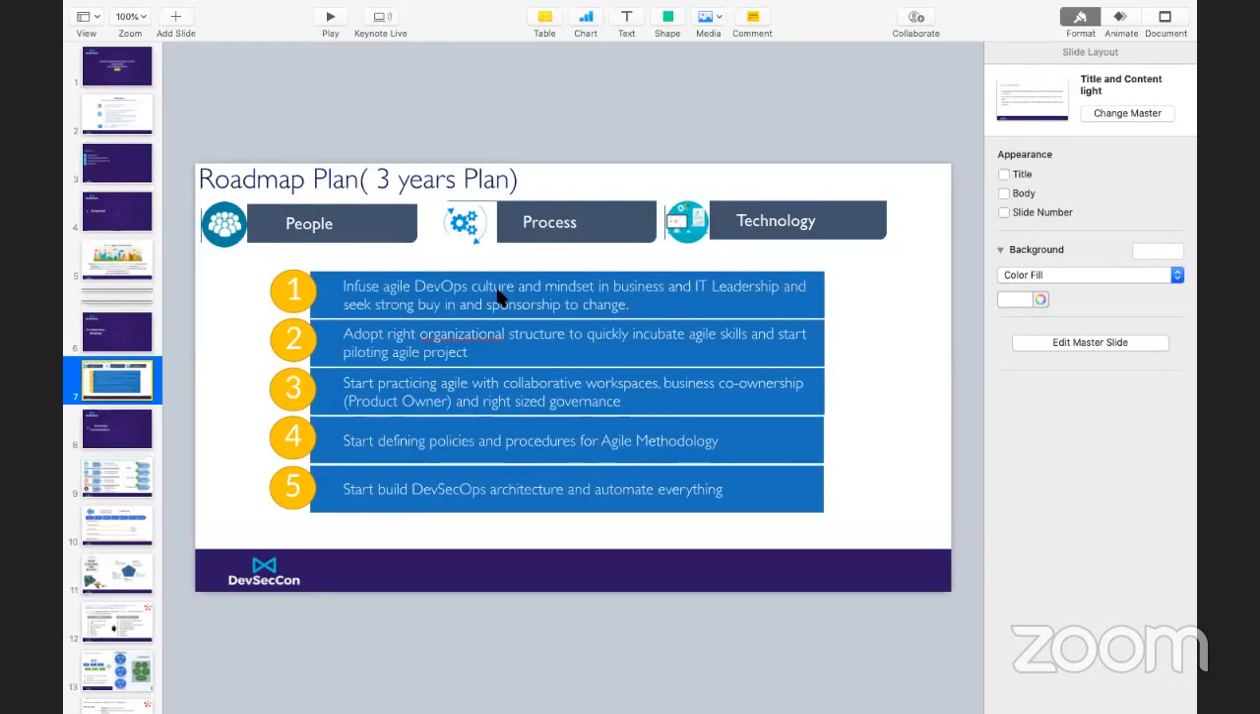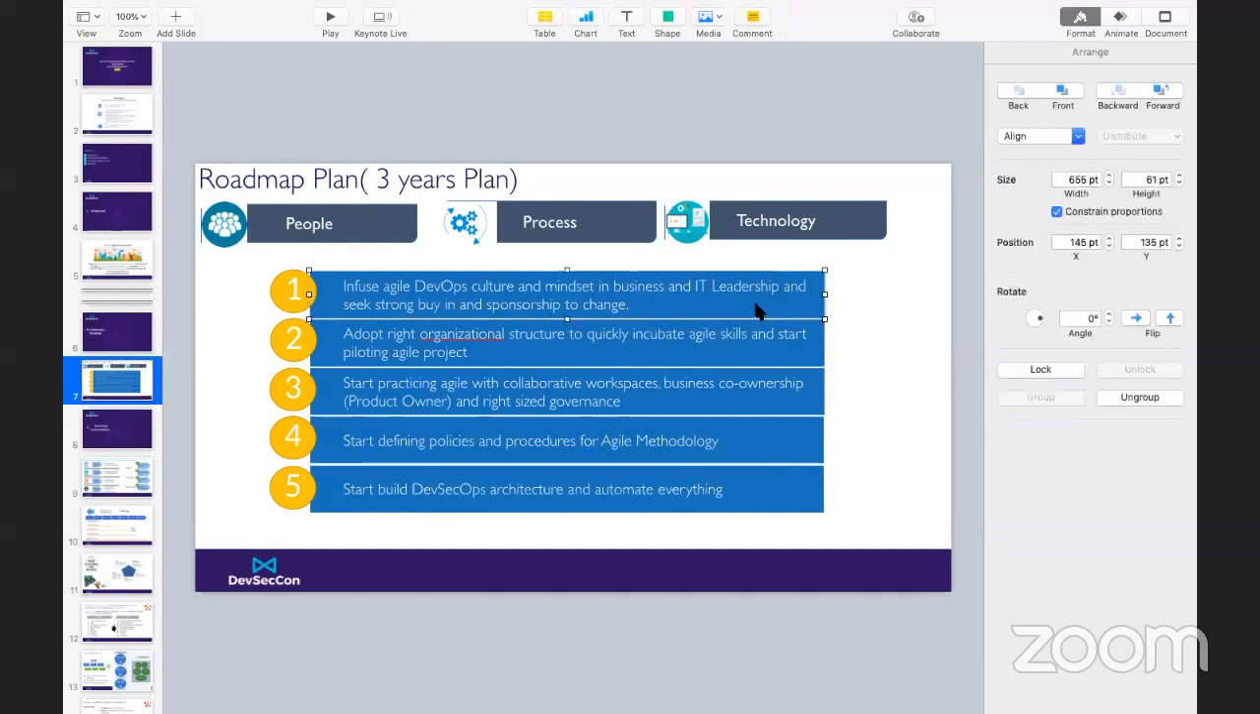First, we need to infuse an agile DevOps culture mindset in the business and IT leadership, and seek strong buy-in and sponsorship to change. Especially in Indonesia, the management level has a big influence on the employees to do some job or task. That's why we need to seek strong buy-in from them first. So we need to see the behavior of our organization.